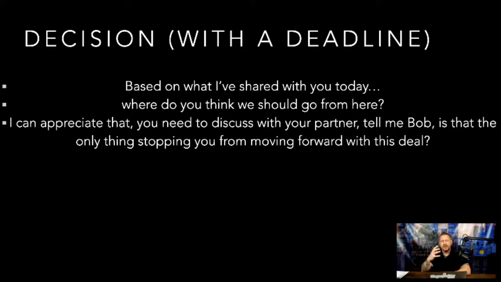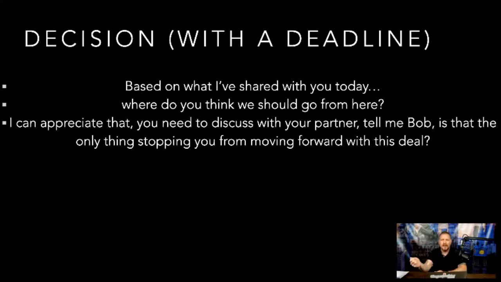Again, super powerful, right? Because Bob says, I got to talk to my partner. Bob, is it really that you have to talk to your partner? Which could be totally legit, by the way, folks, right? It's a very legit response. That might not be an objection. Bob might have a partner and Bob might not have the autonomy to go buy deals without his partner, right?